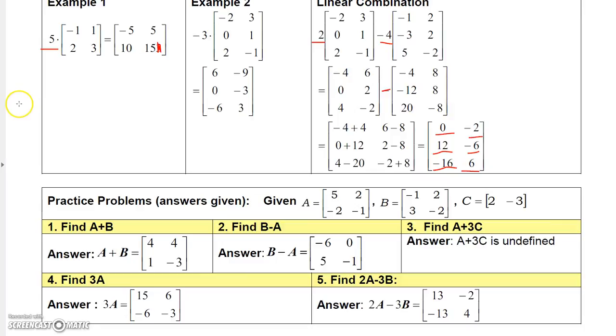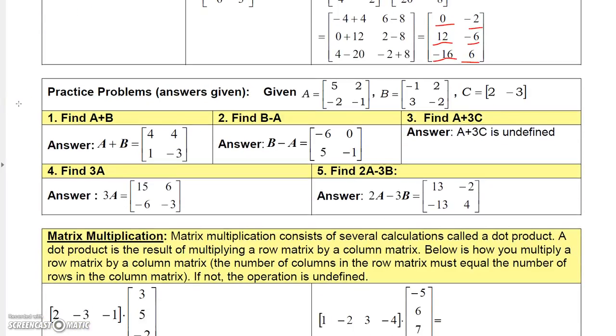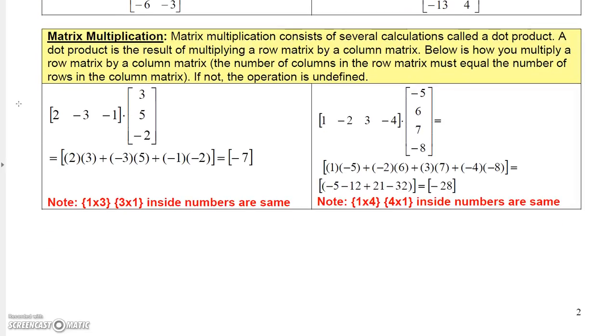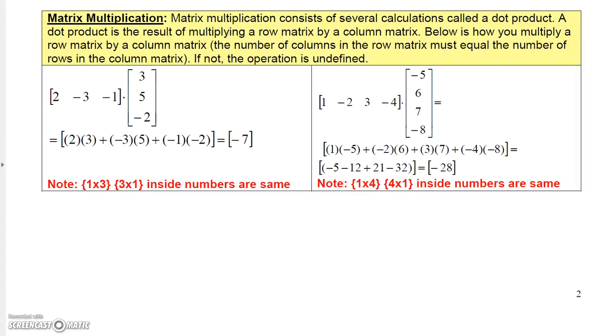Now there's some practice problems down here that you can practice on if you want to. But I'm going to go ahead and move on to matrix multiplication. In order to multiply two matrices together, the first thing you have to learn is how to multiply a row matrix by a column matrix. Okay, this is very simple to do.